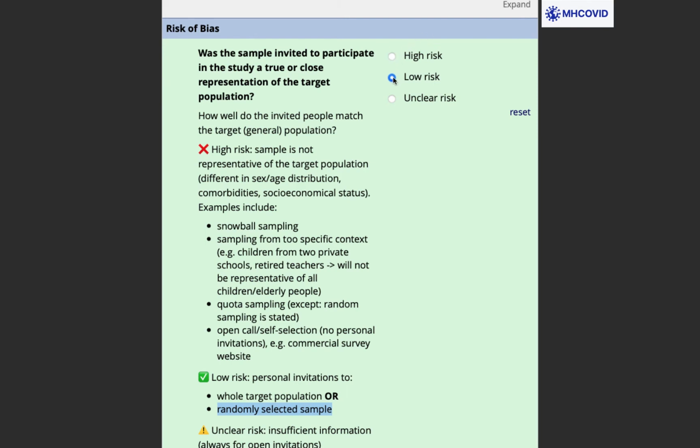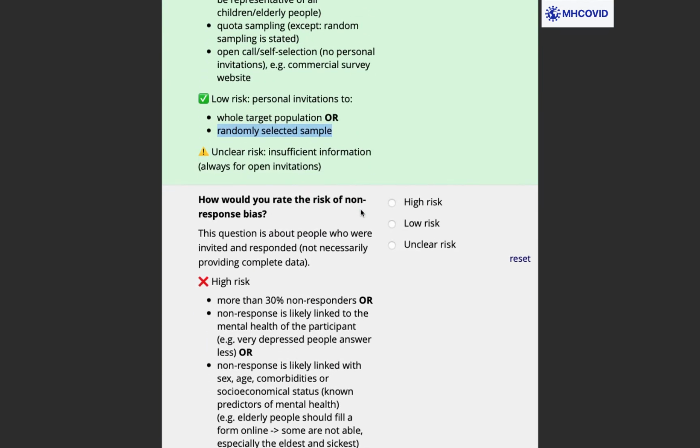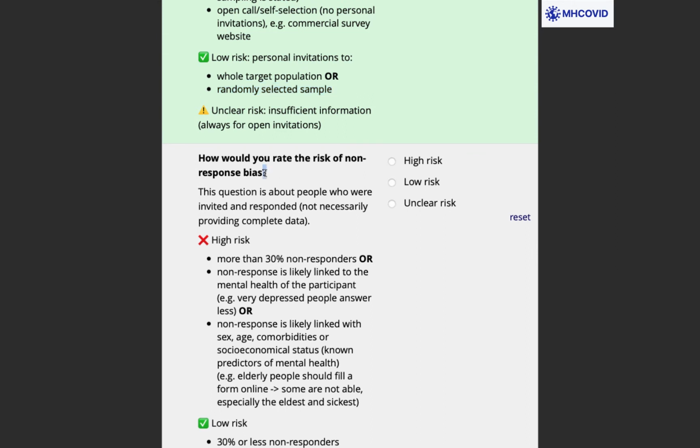The second risk of bias question is about those people who did not respond to the survey among those invited. We consider as responders those who provided any assessment in the survey, even if they did not complete all the assessments, and we want to judge whether they are representative of the target population. The risk of bias is considered high when the response rate is less than 70%. In case the response rate is higher than 70%, you need to think whether the methods of the study suggest that non-response is likely to be the result of a negative mental health status.